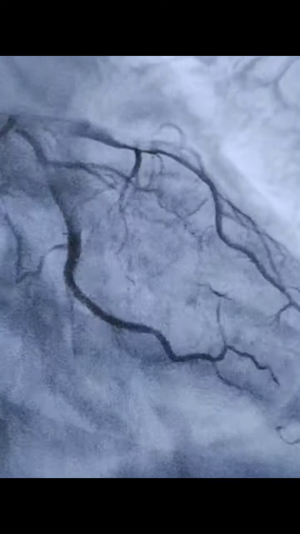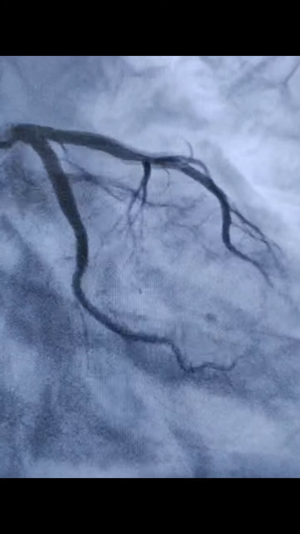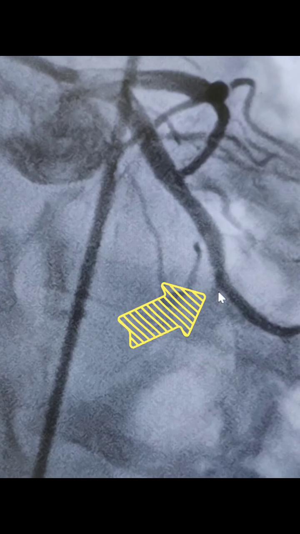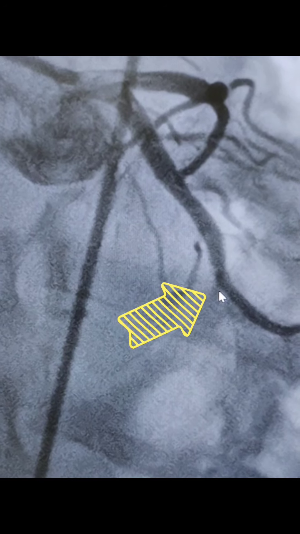So that means this patient presented with ST elevation MI in the inferior leads. The RCA is non-dominant, so the LCX should be dominant. As you can see, there's a stump in the distal LCX after the OM. Here there is a stump near the arrow in the LCX.